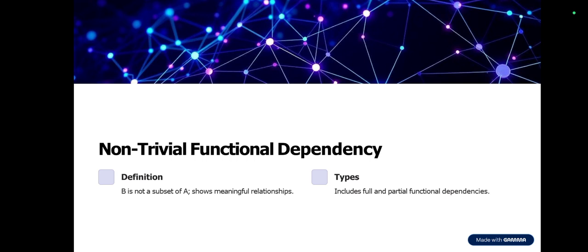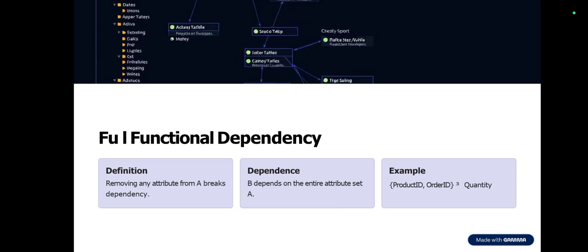Next is full functional dependency. The definition is removing any attribute from A breaks the dependency. Means a full functional dependency means the entire determinant is required to determine the dependent attributes. Means B depends on the entire attribute set A.